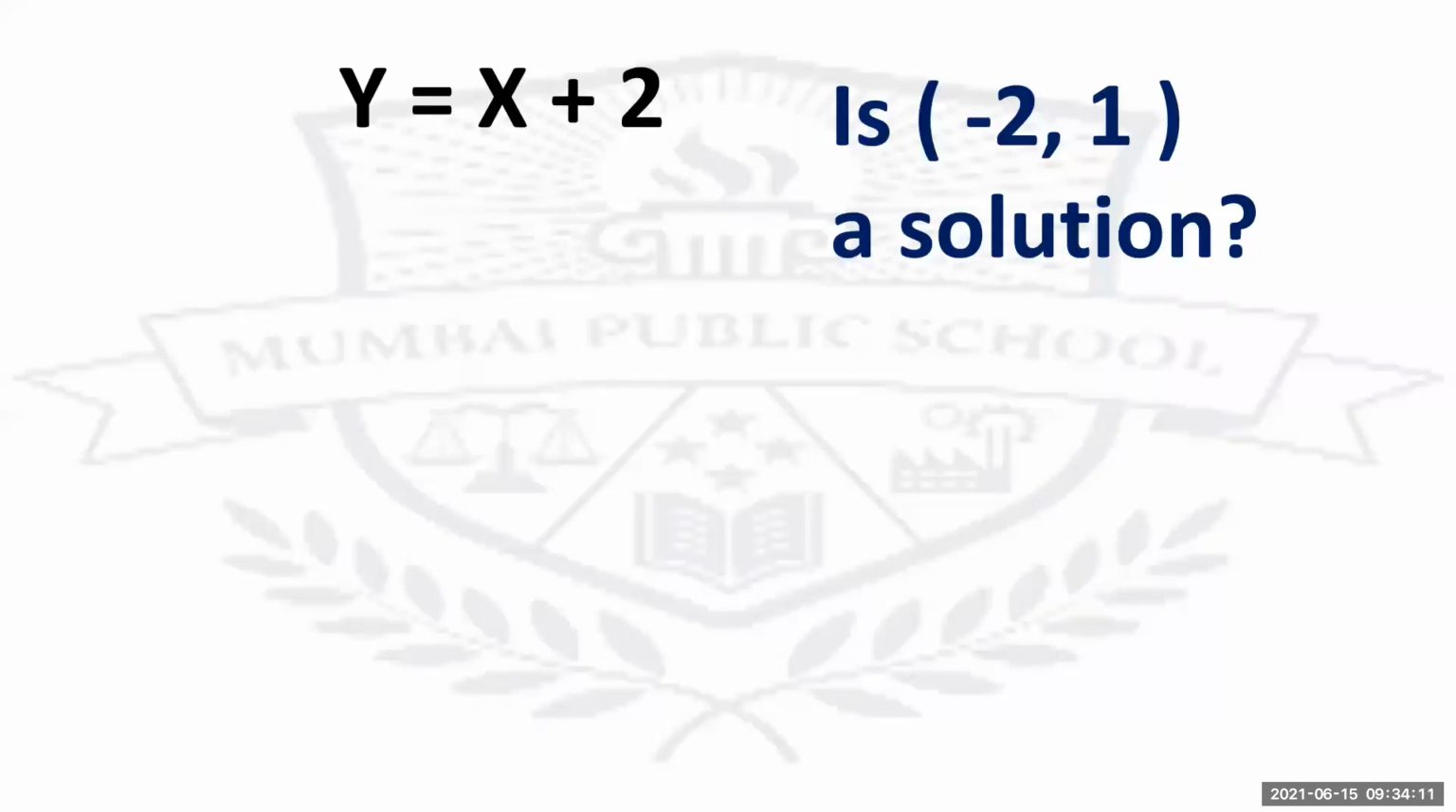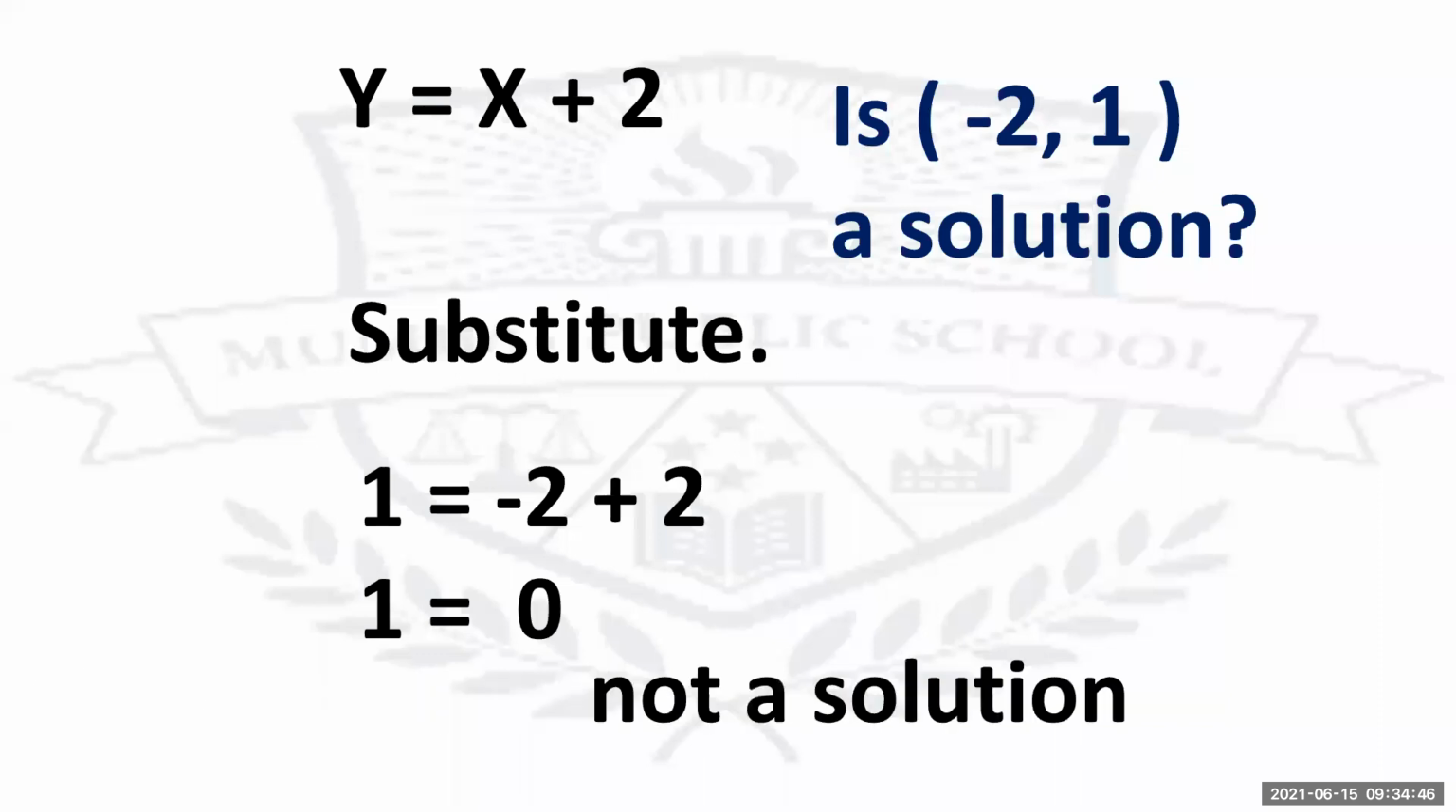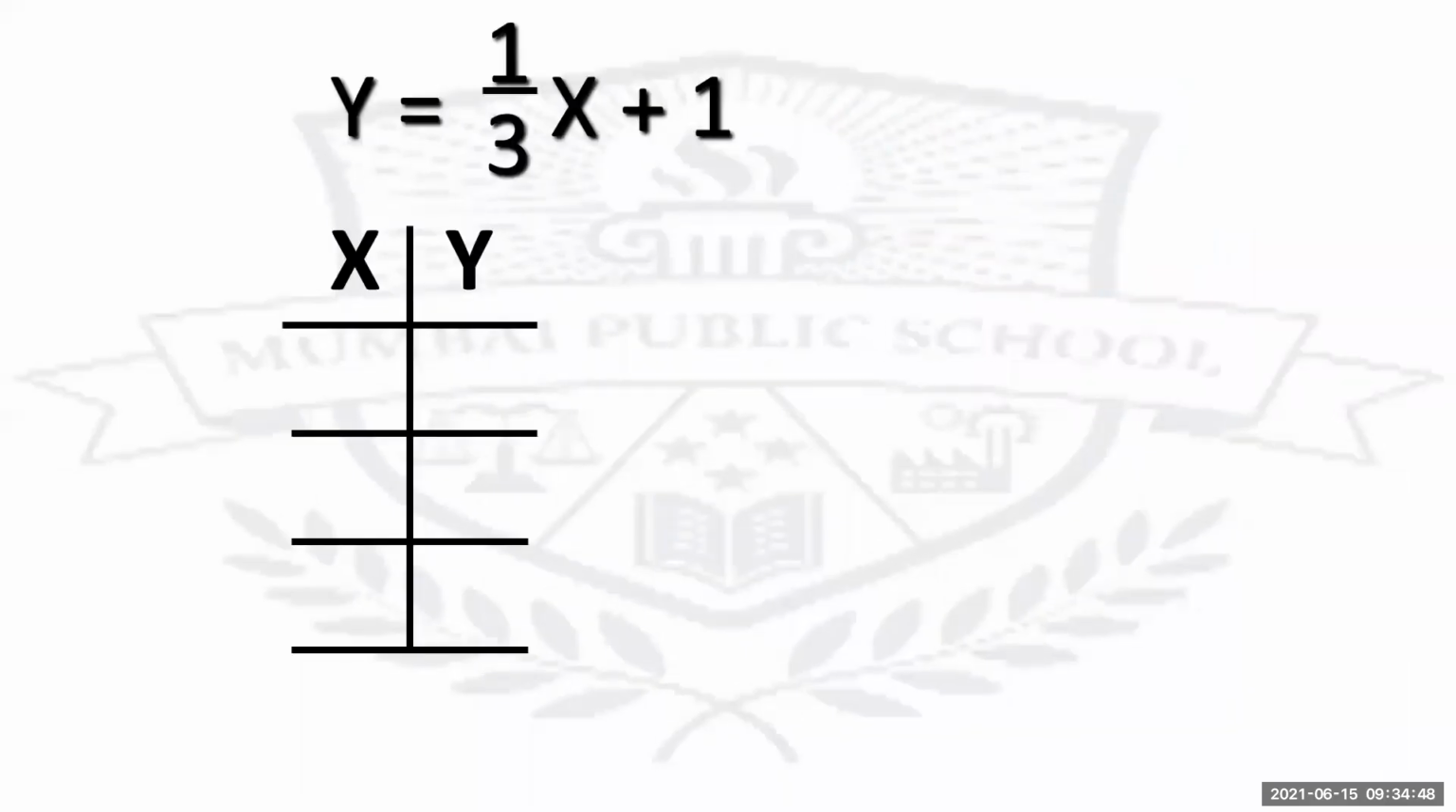So is -2, 1 a solution of the equation y equals x plus 2? So what will you do? You will substitute. So the equation would be 1 equals -2 plus 2. So 1 equals 0. So is your left hand side equal to right hand side here? No, it is not equal. As it is not equal, that means -2, 1 is not the solution. Is this clear to all the students?